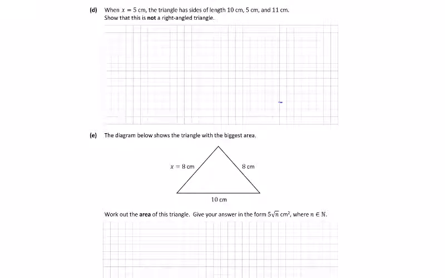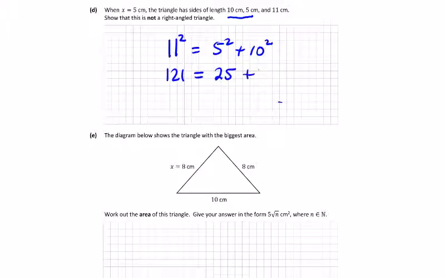When x is 5, the triangle has side lengths of 10, 5, and 11. Show it's not right angled. Well, if it's right angled, the longest side squared equals the two shorter sides squared added together. 5 squared plus 10 squared. You can see this is not right angled. 121 is not equal to 25 plus 100.